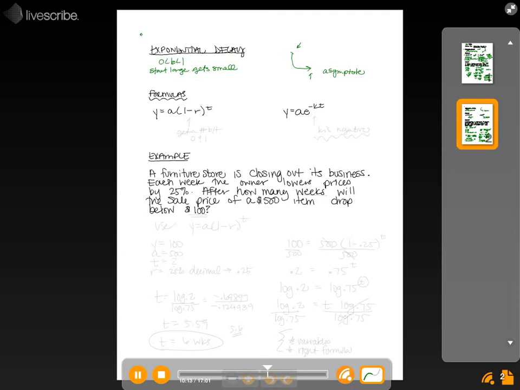All right, there are two formulas for decay. The first one, notice they look almost identical to the other two. First one is y equals a times (1 minus r) to the t, and the second one is y equals a times e to the negative kt power. Differences. Here we're subtracting, and the reason that we subtract is because when we subtract that, we will get a number between 0 and 1. If I take my rate away, then I get some decimal between 0 and 1, which is what you want for a decay problem.